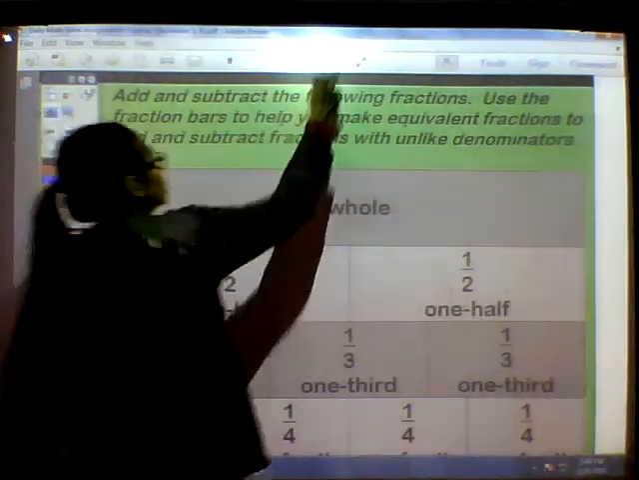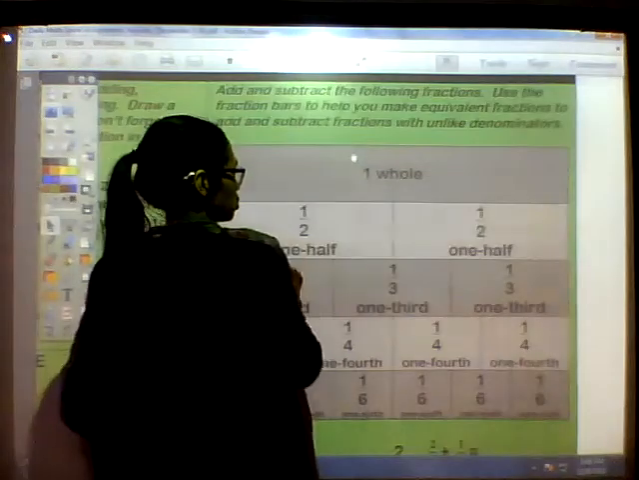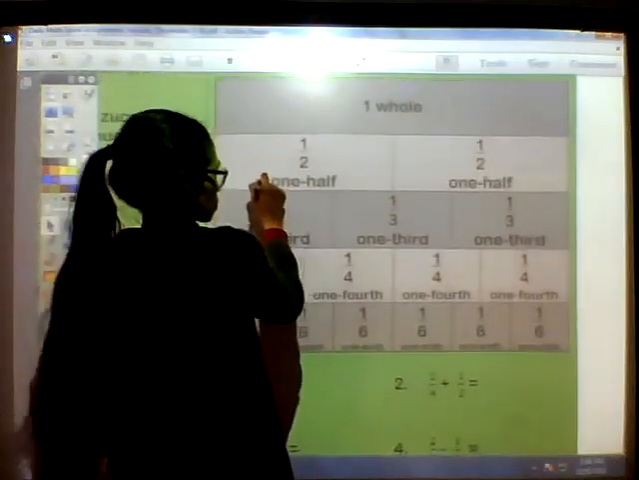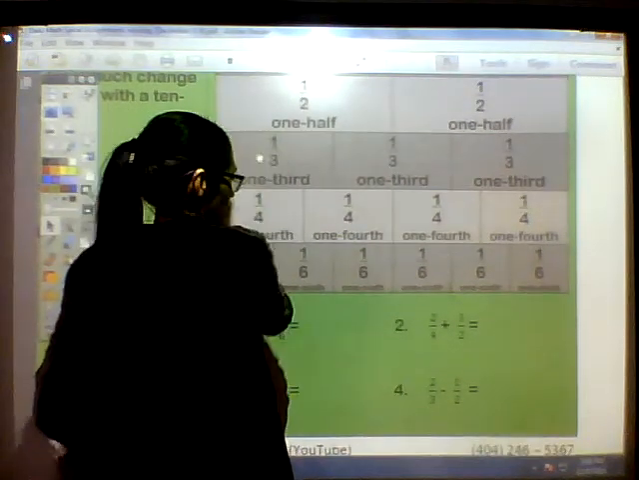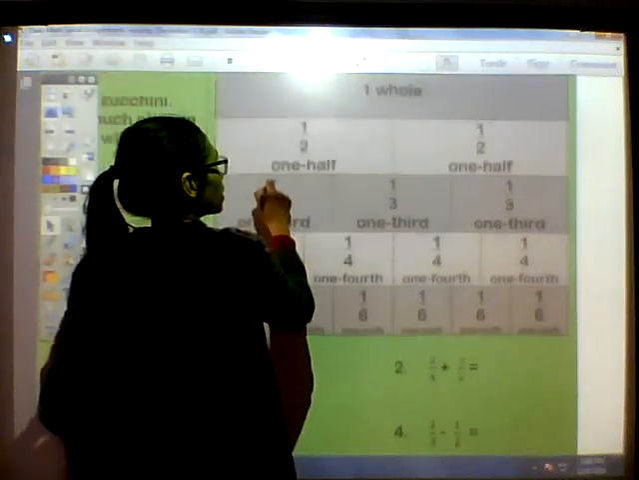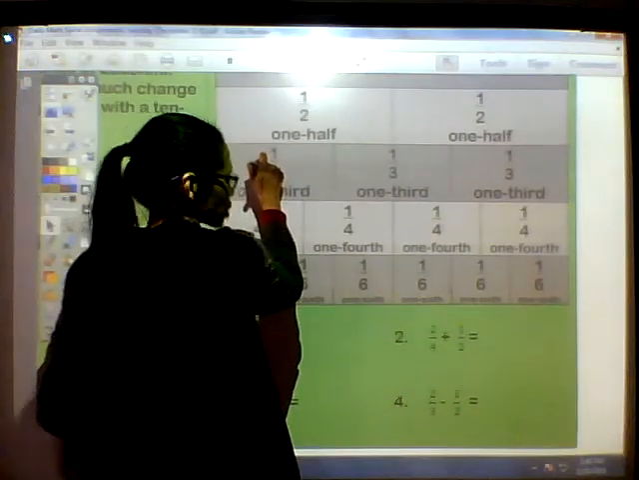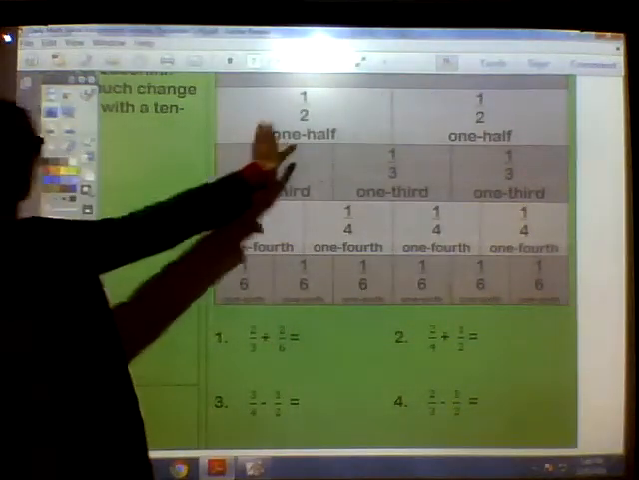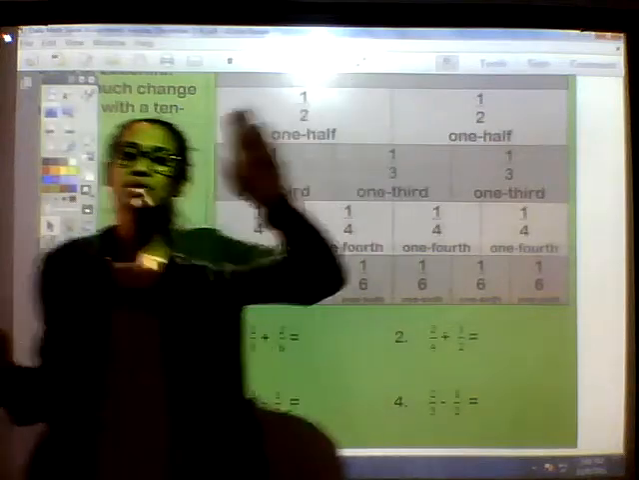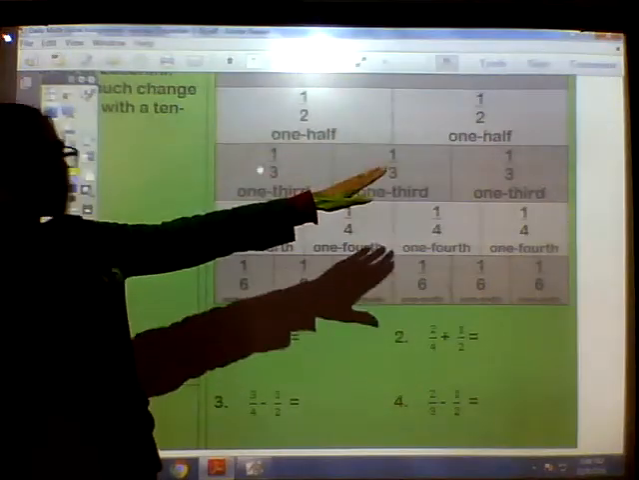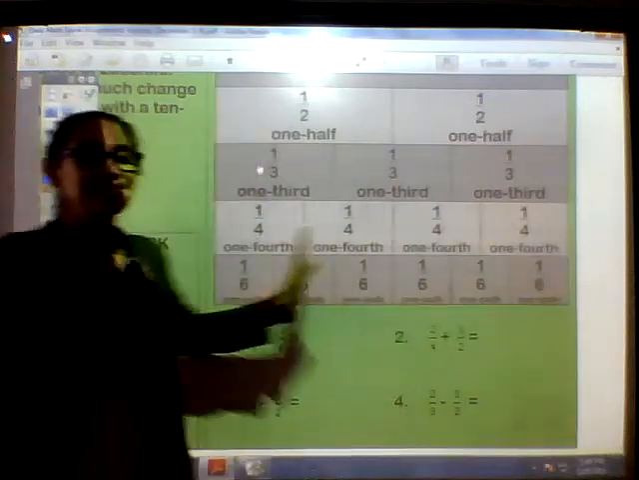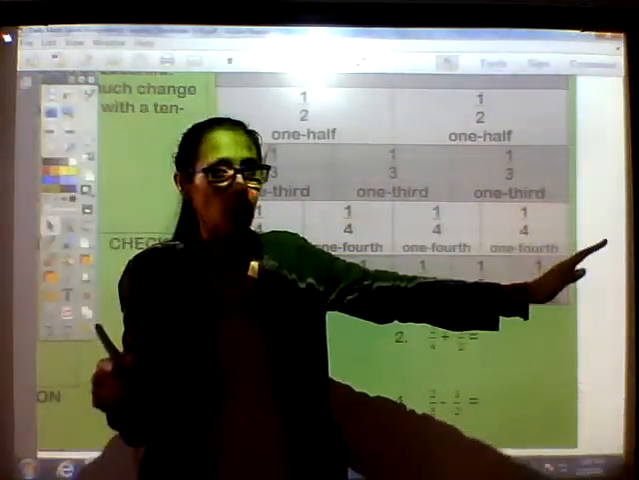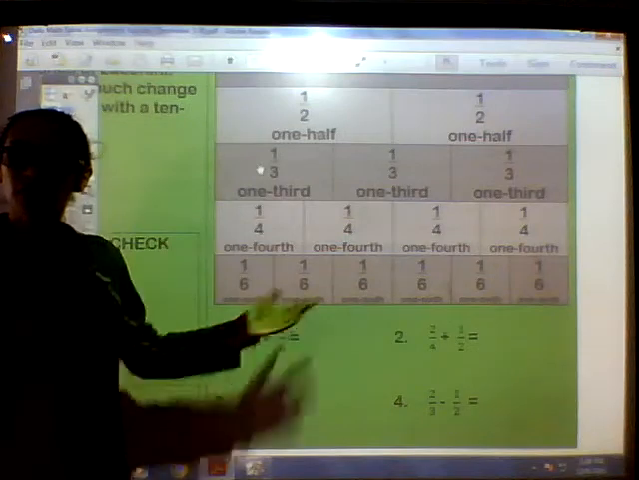All right, I need to make this a little bit smaller so you can see. All right, so there's one whole, okay? And all these fractions are equal to one whole. 2/2 make one whole. 3/3 make one whole. 4/4 make one whole. And 6/6 makes one whole. All right, first we need to look at that first problem.